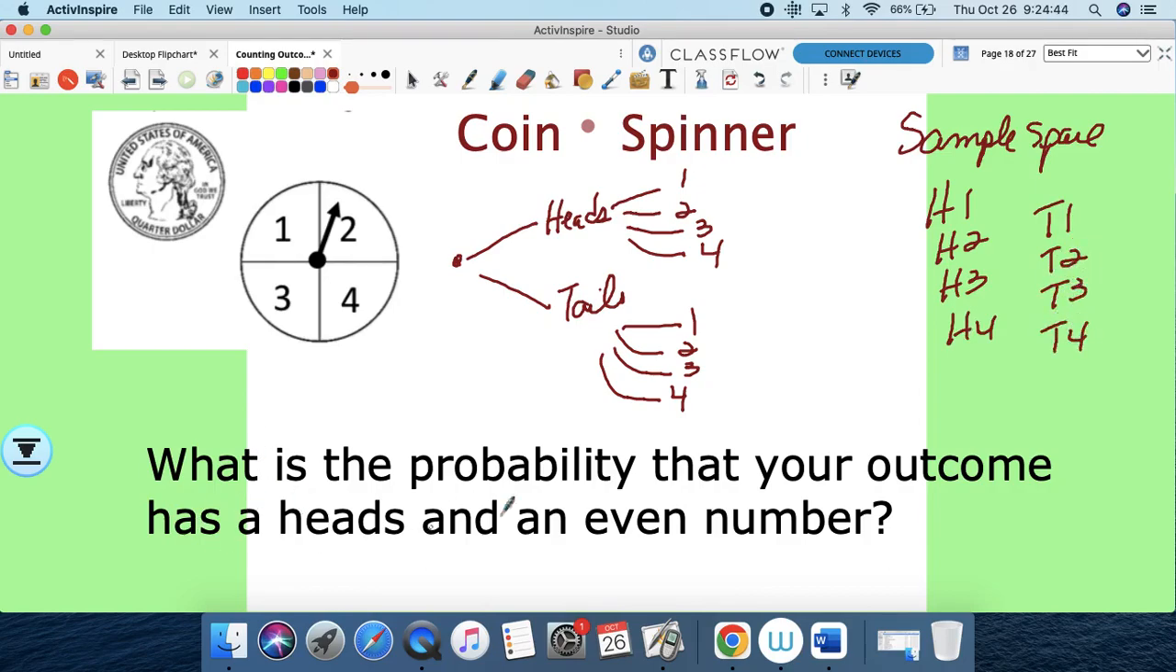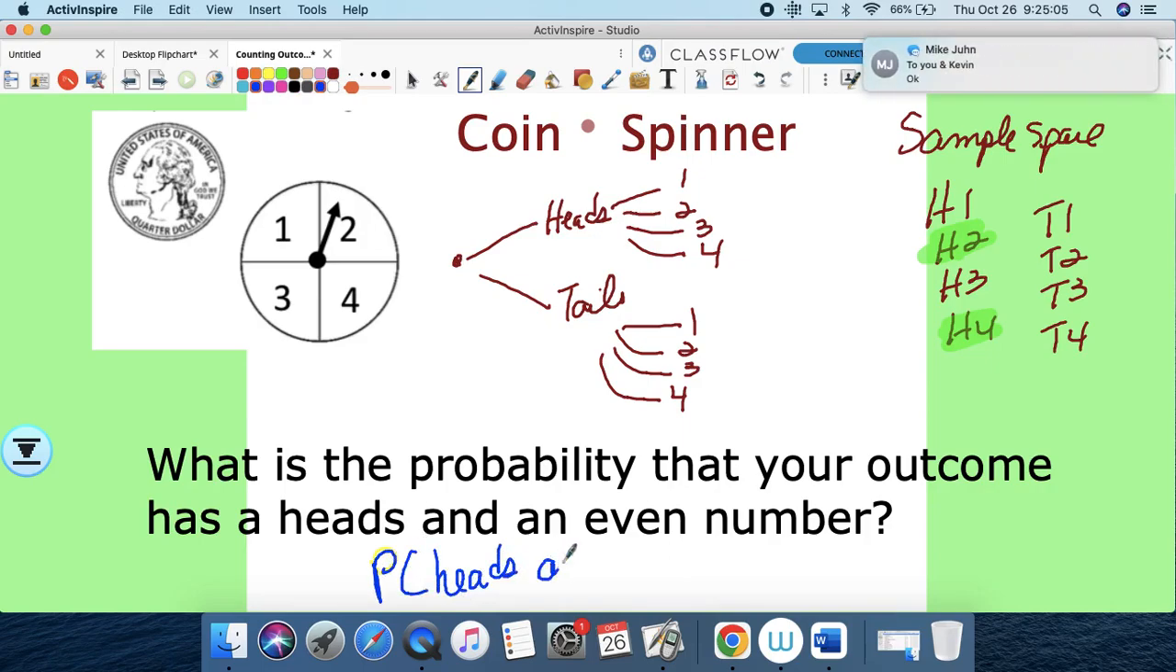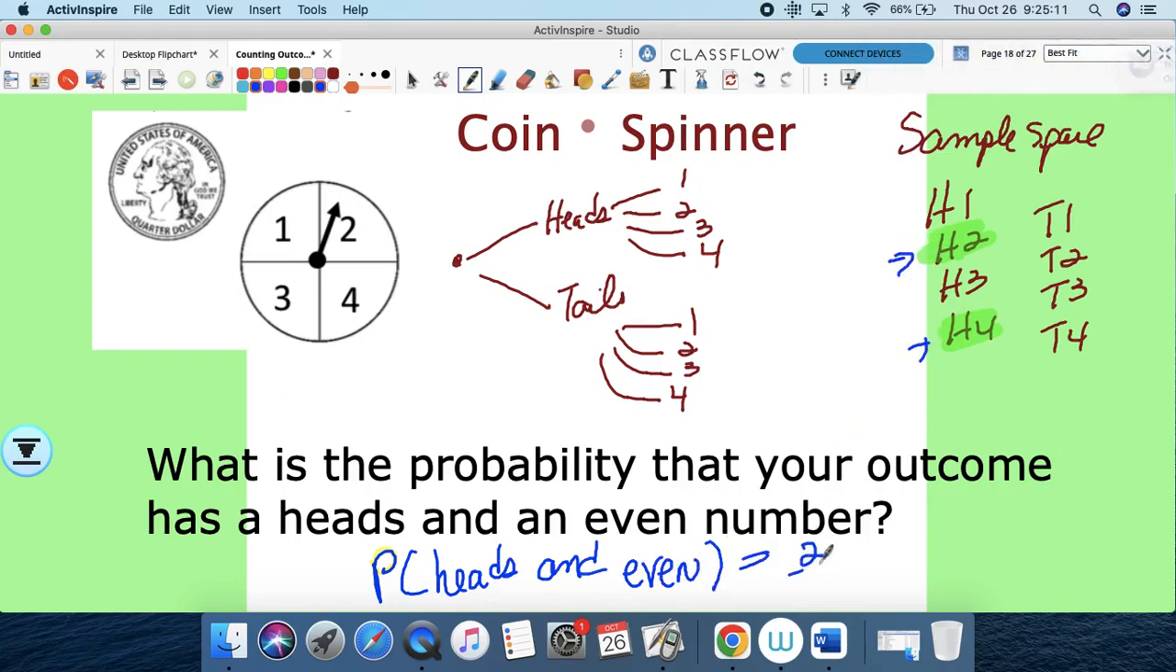So now the question is, what's the probability that your outcome has a head and an even number? So which of these have heads and an even number? Well, we pick this one, and this one. So the probability of heads and even, well, there's 1, 2, 2 over 8, or 1 over 4. Okay.